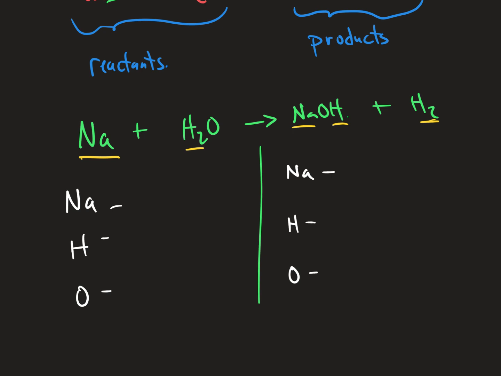Now let's just count them. So 1 sodium on the left side, 1 sodium on the right. So far, so good. Hydrogens, we have 2 on the left, and we have 1 here, 2 right there. That makes 3. Good? And oxygen, we have 1 on the left, 1 on the right. So everything's good except for that darn hydrogen, right? Okay, we got to put coefficients in front of what? Either here, here, or here. Or all of them, right? So we got to make it work.